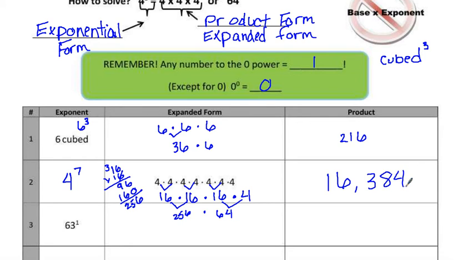Okay? Now the next one's a pretty easy one. It says 63 to the first power. Well, how many times am I going to multiply 63? Just one time. So the expanded form is just going to be 63. And the product of that is just going to be 63.